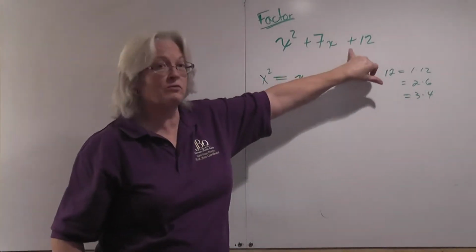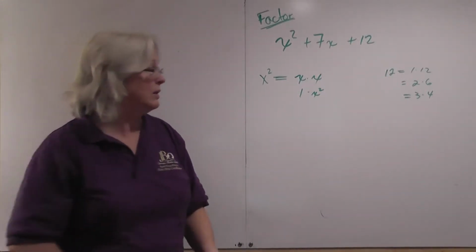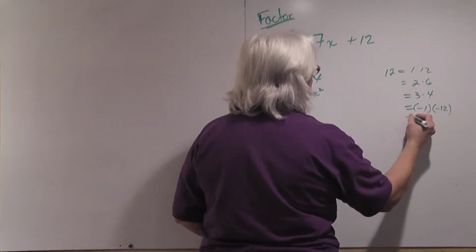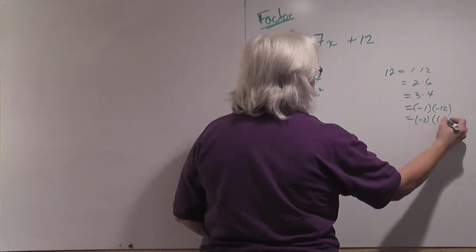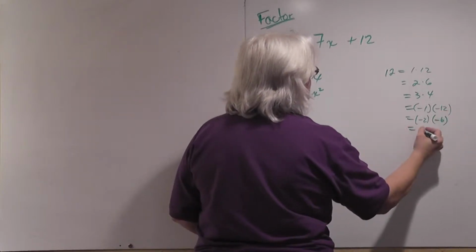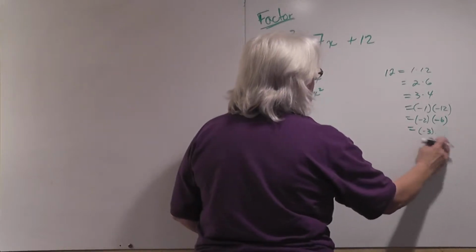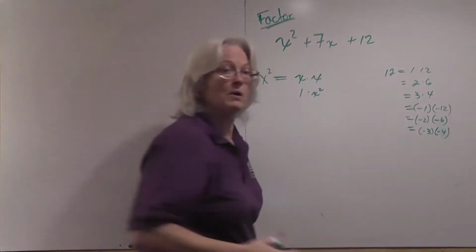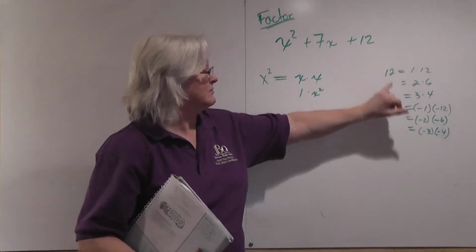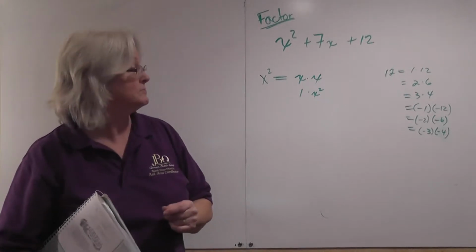Okay, so we have 1 times 12, 2 times 6, 3 times 4. We have a positive 12 right here. What else could we do? Well, yes, you could say negative 1 times negative 12, negative 2 times a negative 6. You could also say negative 3 times a negative 4, because when you multiply two negative numbers together, you get a positive. So we've got a positive 12 when we multiply together all of these six pairs of factors.